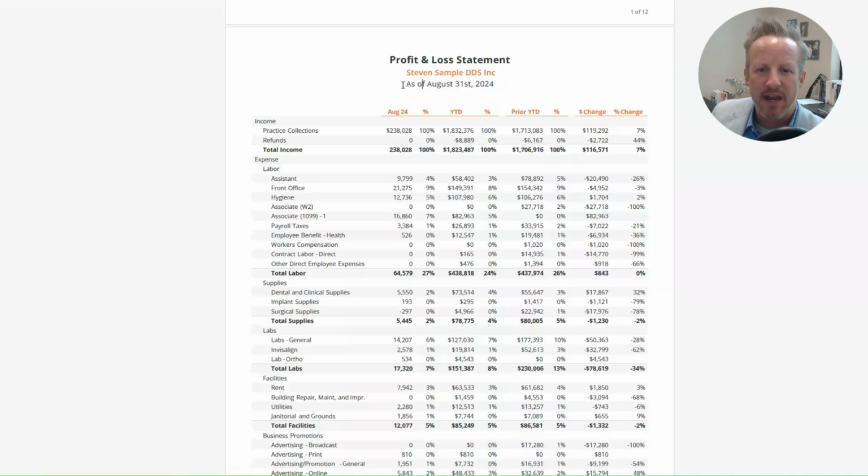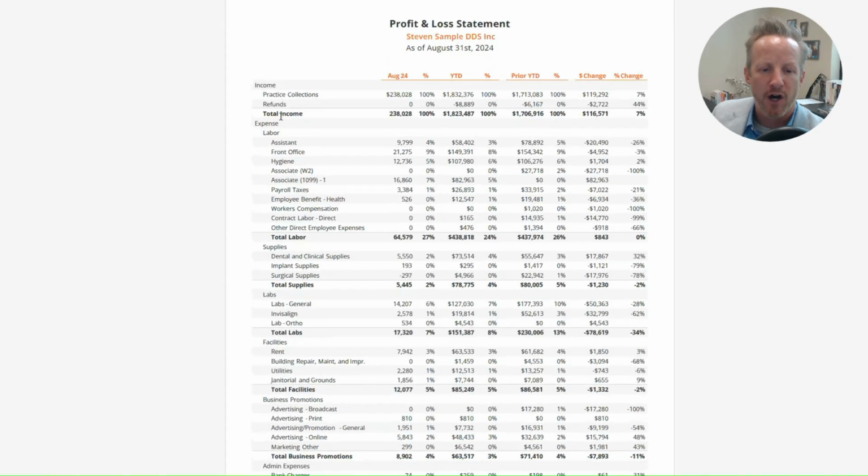Then you'll notice various columns. The very first column on the left are the accounts. These are the titles of the categories where your money is coming in and where it's going. For example, the very first line is under income, and that's our practice collections. And then under that, I have refunds, and the net of those two is called total income. And then below that, I have expenses. And there are the following main categories of expenses. Number 1, labor. Number 2, supplies.